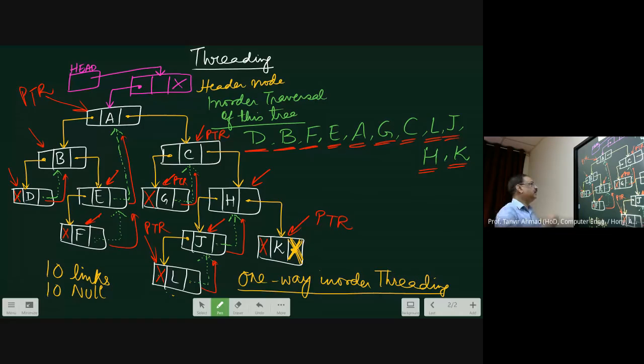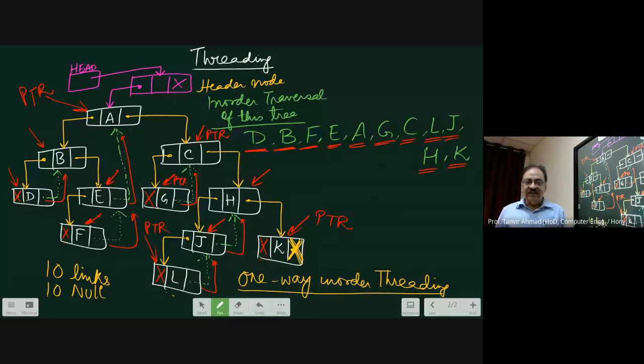Now how many reds are there? 1, 2, 3, 4, 5. Five red links are there. Red links are basically left links. Yellow ones are the right links. There is only one yellow, and all the others are either containing links or containing threads.